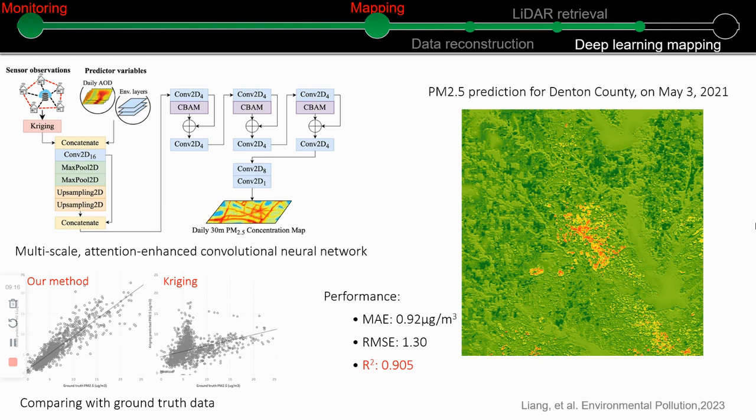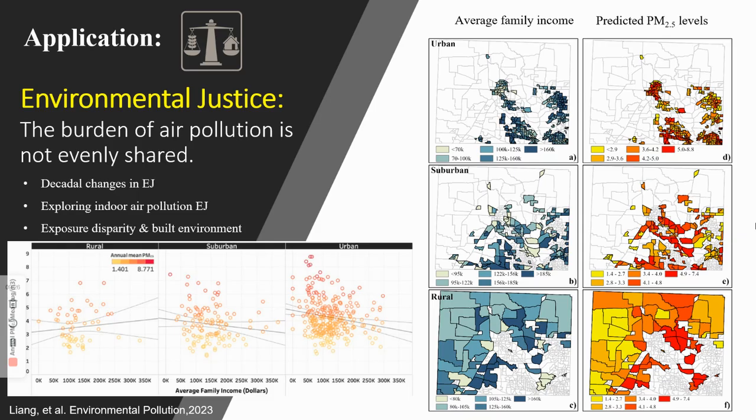Here is our model, compared with the general spatial GIS regression interpolations. It shows a significant improvement in general. And this is just an example of that application. We have simulated a few days of PM 2.5 results.